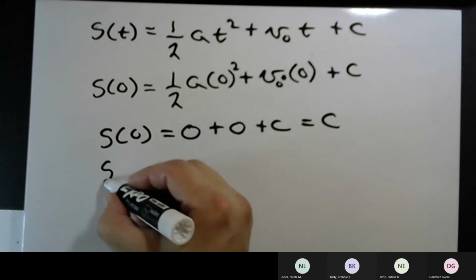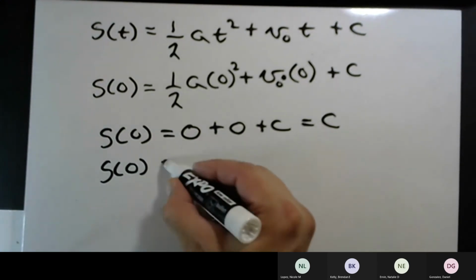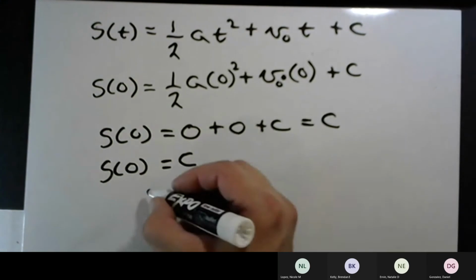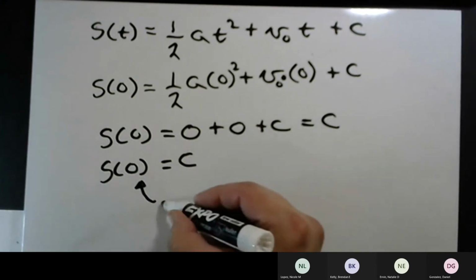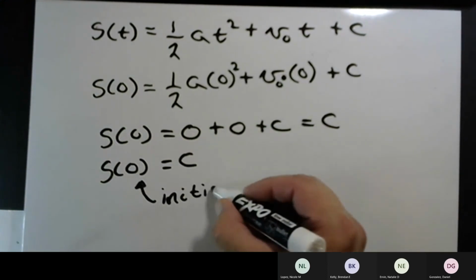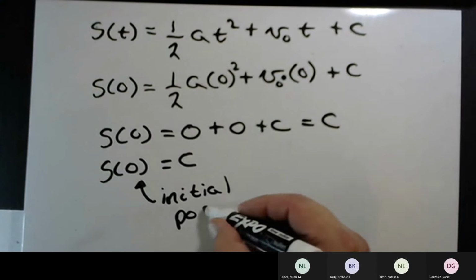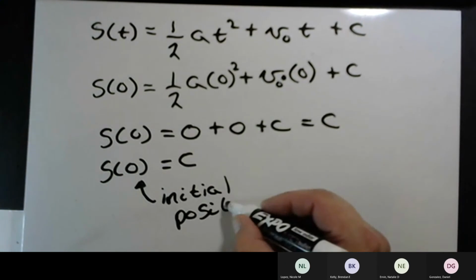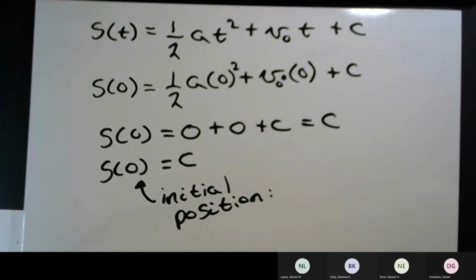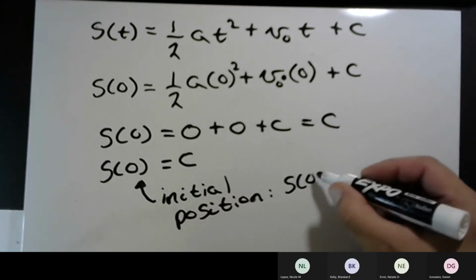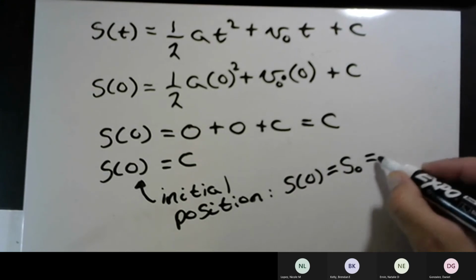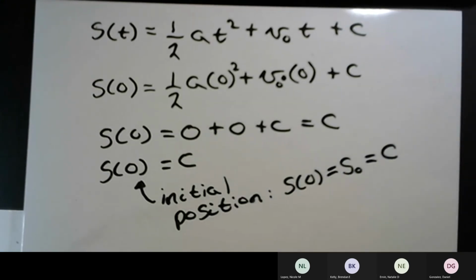So we have S of 0 is equal to C. And so this we might call initial position, sometimes initial displacement, but we oftentimes call initial position. And we're also going to relabel this. We say S of 0, S sub 0, and that's equal to C.